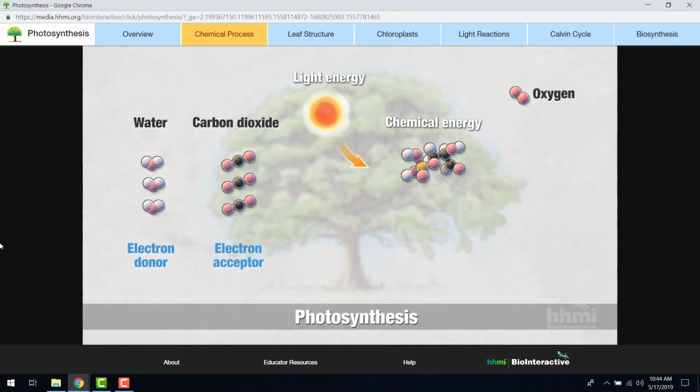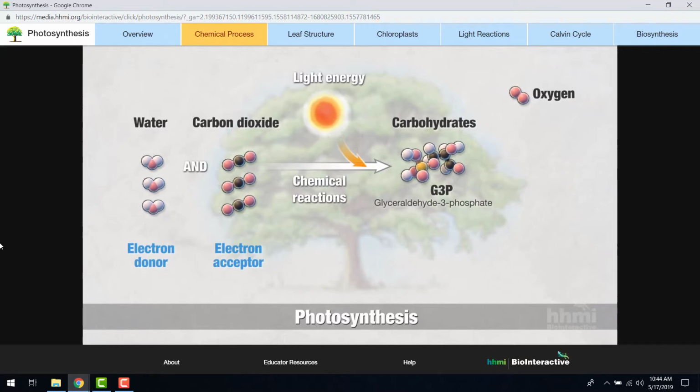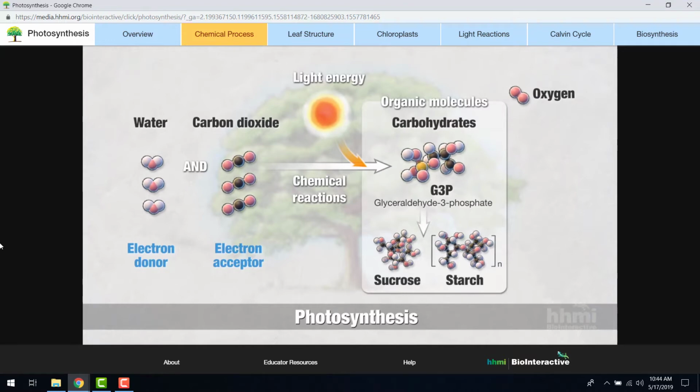Carbon dioxide combines with other molecules to form carbohydrates, such as a 3-carbon sugar called G3P. Carbohydrates are used to make other organic molecules that plants use to grow and as a source of energy to fuel their lives. An important byproduct of photosynthesis is oxygen.